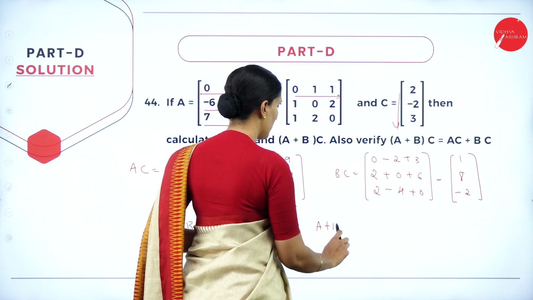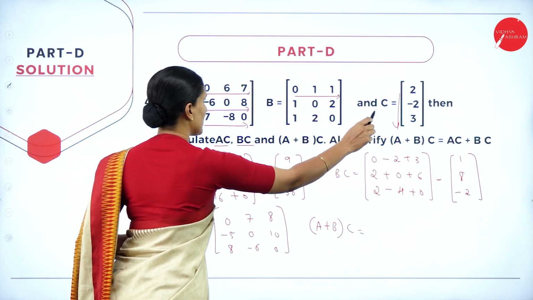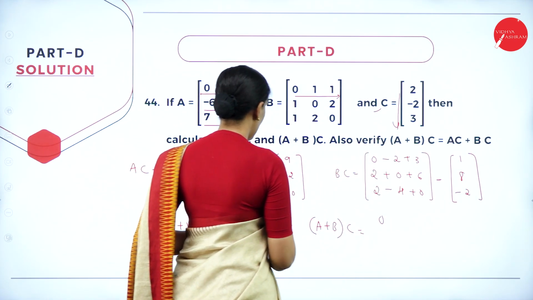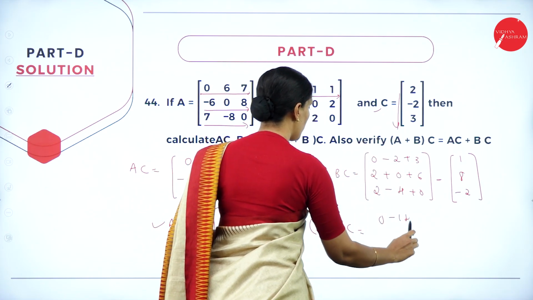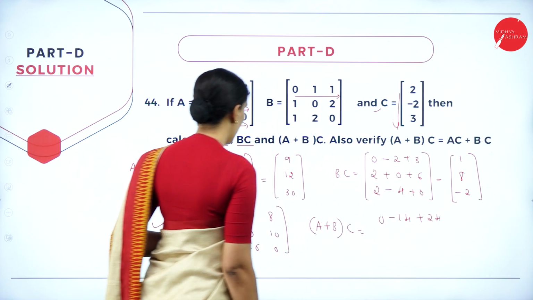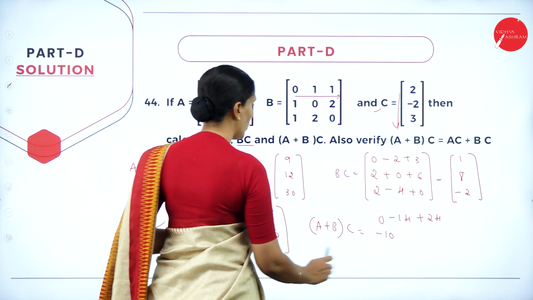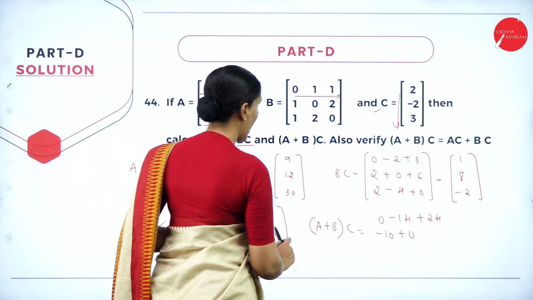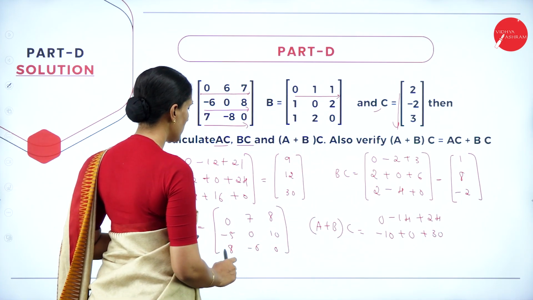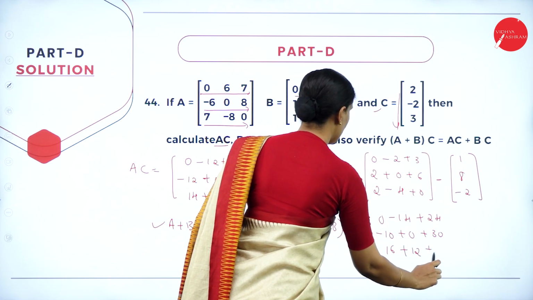Now, let's take A plus B into C. That means A plus B with C. So, first let us multiply 0 into 2, 0, 7 into minus 2, minus 14, 8 into 3, 24. Next, we take minus 5 into 2, minus 10, 0. Next we have 10 into 3, 30. The last row with the column, so 16 plus 12 plus 0.